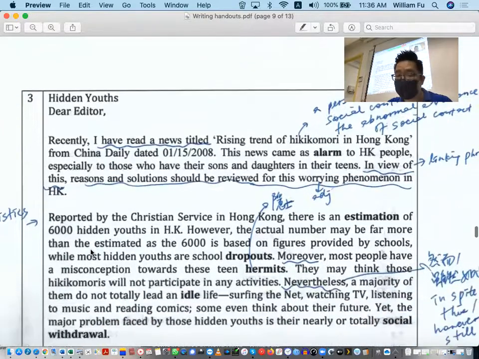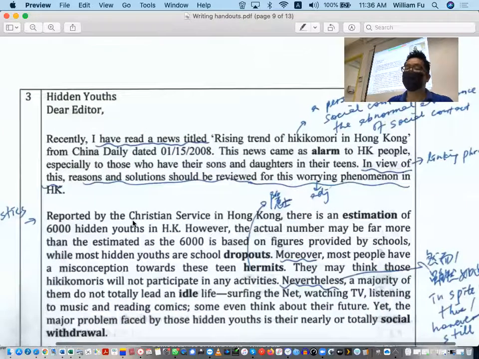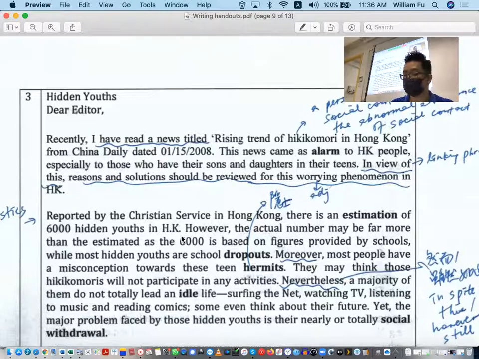Okay, and then the second paragraph. Reported by Christian Service in Hong Kong, there is an estimation of 6,000 hidden youths in Hong Kong. 6,000, is it a lot? However, you go on to read. The actual number may be far more than the estimated, as the 6,000 is based on figures provided by schools, while most hidden youths are school dropouts. What's the meaning of dropouts?